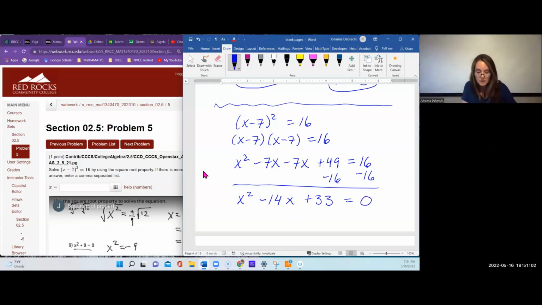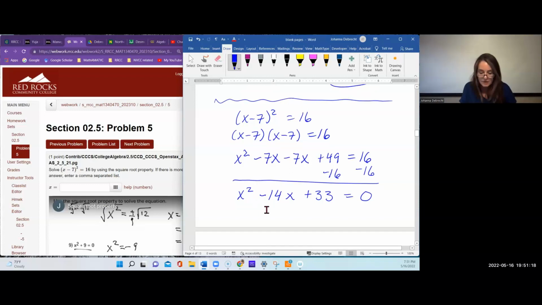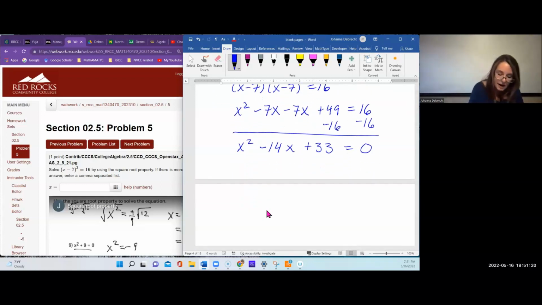Now, these numbers are rather large. It is true that the coefficient of x squared is 1, which is going to make it simpler, and the signs are the same, and they're both negative. So I'm going to use a combination of the guess and check method, or intuition method, and the AC method. For the AC method, I have A equals 1, B equals negative 14, and C equals 33. AC is going to be 1 times 33, which is 33.